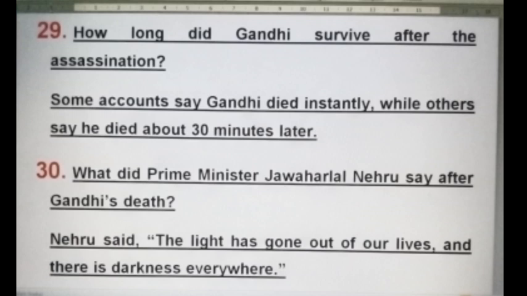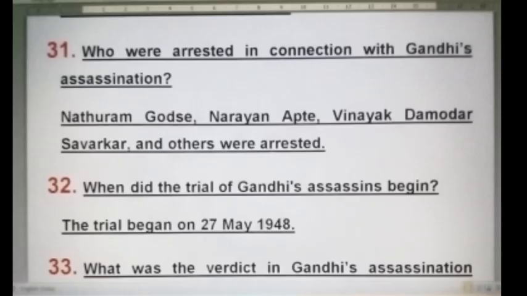What did Prime Minister Jawaharlal Nehru say after Gandhi's death? Nehru said, "The light has gone out of our lives and there is darkness everywhere." Who were arrested in connection with Gandhi's assassination? Nathuram Godse, Narayan Apte, Vinayak Damodar Savarkar and others were arrested.